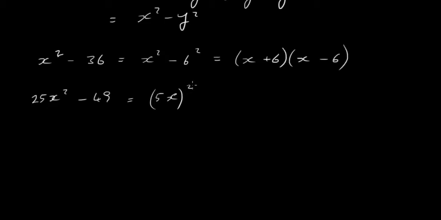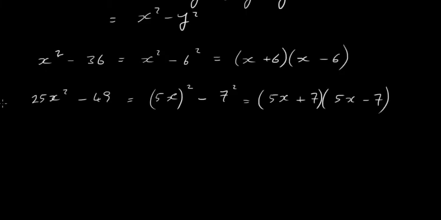The square here now is squaring everything in this bracket. It's squaring the 5, which will give us 25. It's squaring the x, which will give us x squared. So this term here is exactly the same as this term here. Our 49 then is just 7 squared. So this will just give us 5x, the first term, plus the second term, the first term minus the second term. So these are our factors of this here.